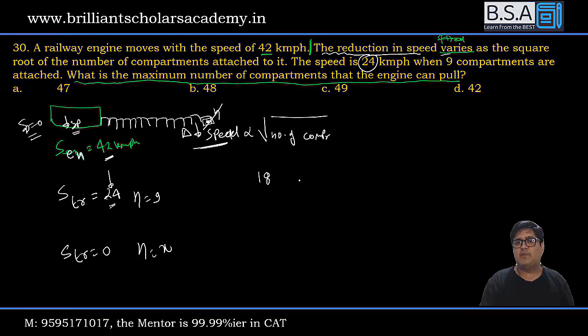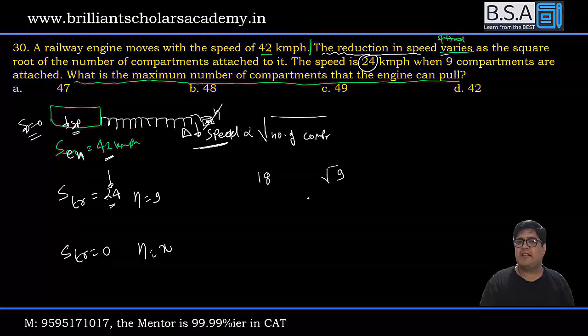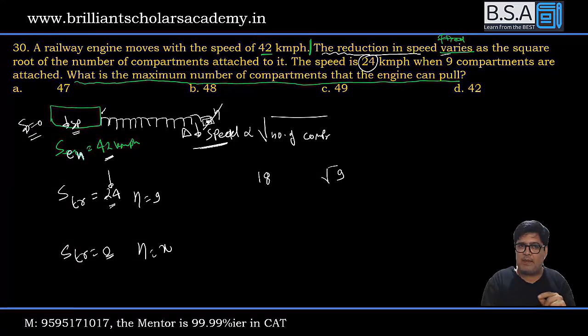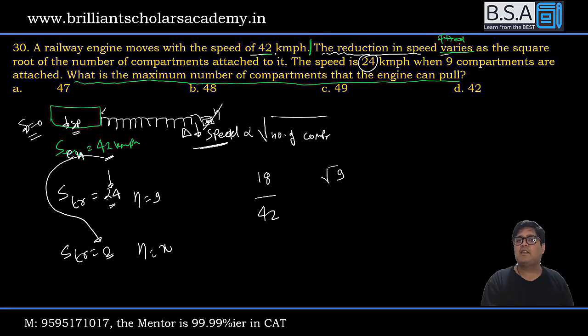Decline is proportional to square root of bogies attached. Now when the speed of the train is 0, again see, counting happens from the engine. Decrease or reduction happens from the reference value. Reference is what? Engine. From 42 to 0, what is the decrease in the speed? The decrease is 42 itself. Any increase or any decrease has to happen from the engine, because the engine's speed is the reference.